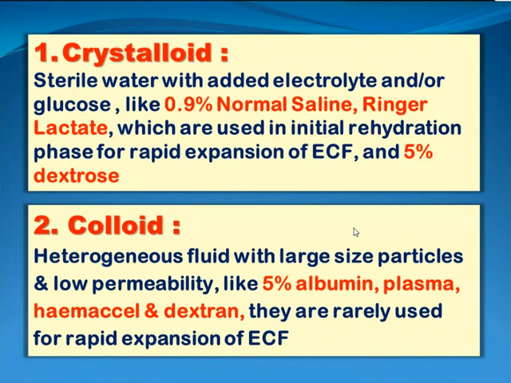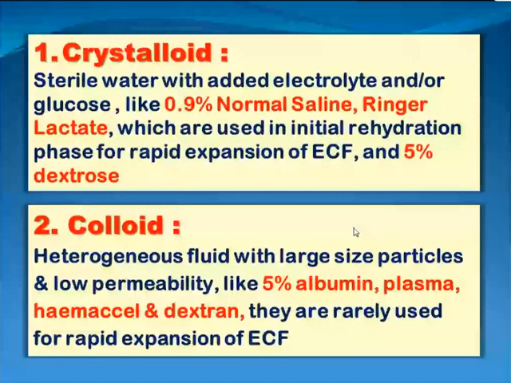These two types of fluid are used for the initial rehydration in the patient with hypovolemia or dehydration. And this is needed, and we will know why this type of fluid is needed for the rapid expansion of the extracellular fluid compartment. And of course, we mean the intravascular specifically. Another example for the crystalloid is the 5% dextrose. And we may have other types of crystalloid fluid. We will talk about them during the course of this session.